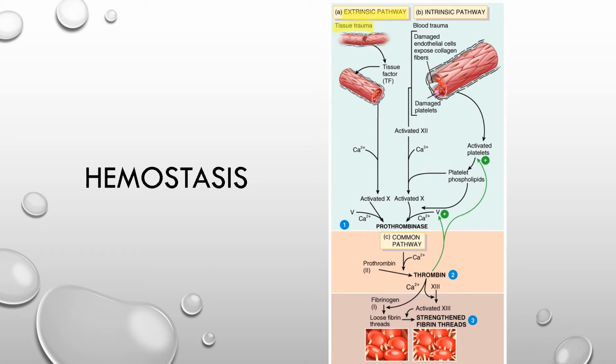Now, it's named because a tissue protein called the tissue factor, or TF, which is also known as thromboplastin, leaks into the blood from cells outside, or extrinsic to, blood vessels, and it initiates the formation of prothrombinase. So prothrombinase is down here at the bottom.